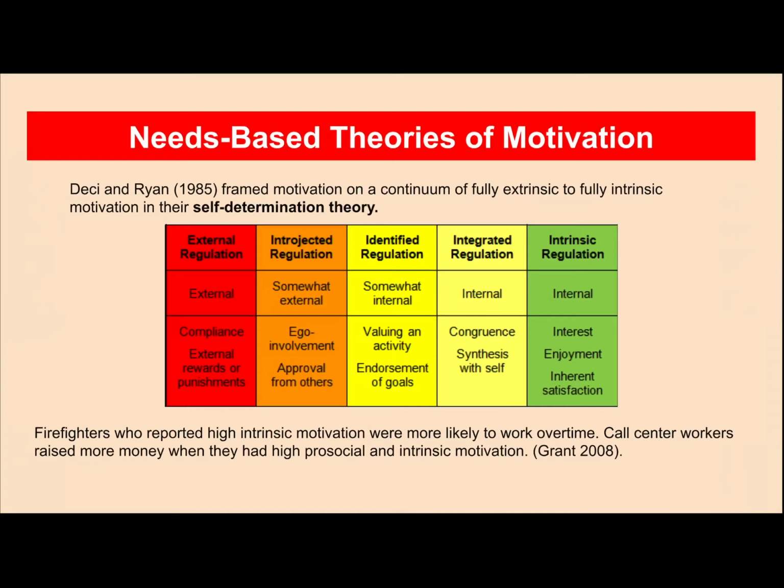Moving over to the orange column is introjected regulation. Still pretty extrinsic, pretty external, but it's moving up the spectrum. This involves things like ego involvement, approval from others. It's still outside factors, but it makes you feel good inside. Moving over to yellow, identified regulation. This is in the middle of our spectrum. This is valuing your activity, endorsing your goals.